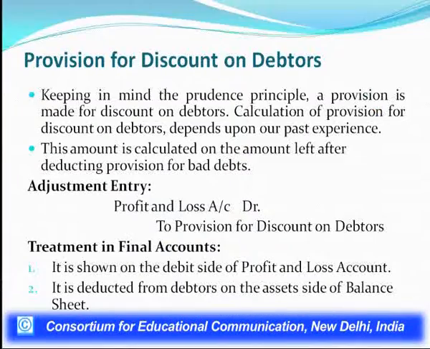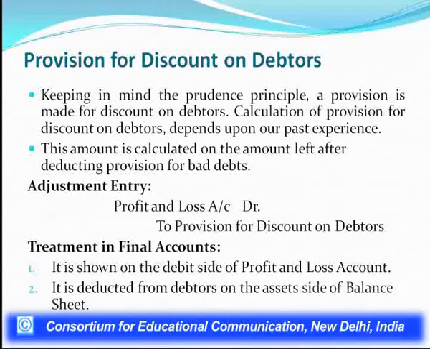So we shall calculate this figure as per instruction, and then what entry should be passed? Entry will be profit and loss account debit to provision for discount on debtors, similar to the provision for bad debts. In final accounts, we shall show it on the debit side of profit and loss account, and we shall deduct the amount on asset side of balance sheet.